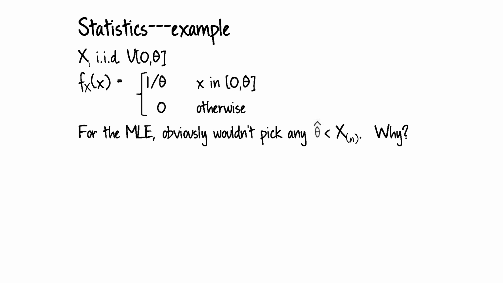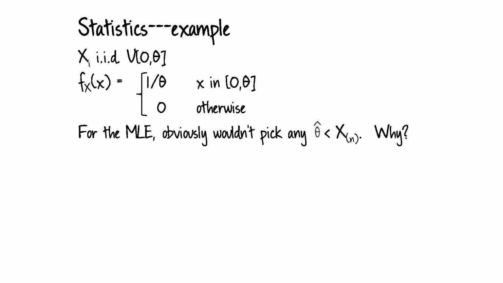Okay, or I think I did. Okay, so let's figure that out. Let's verify that in fact that is the maximum likelihood estimator. So what do we do? We first have to write down the likelihood function. How do we get the likelihood function? It's just the joint PDF of our random sample.